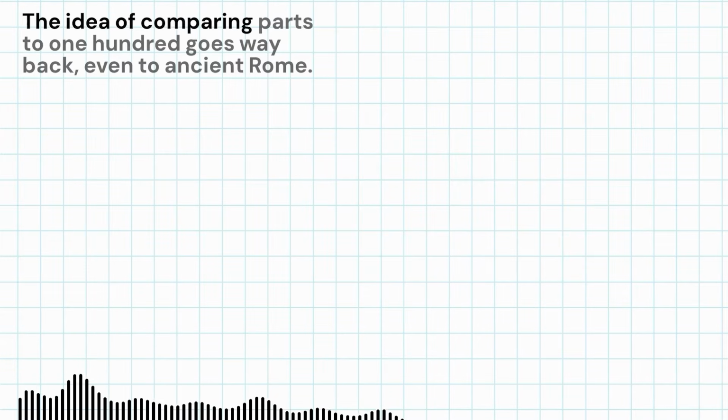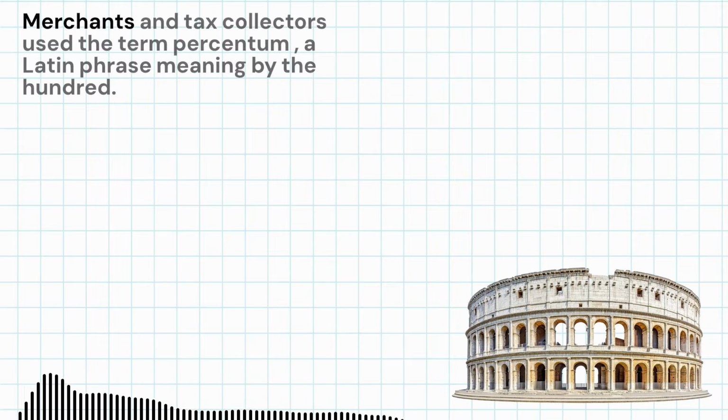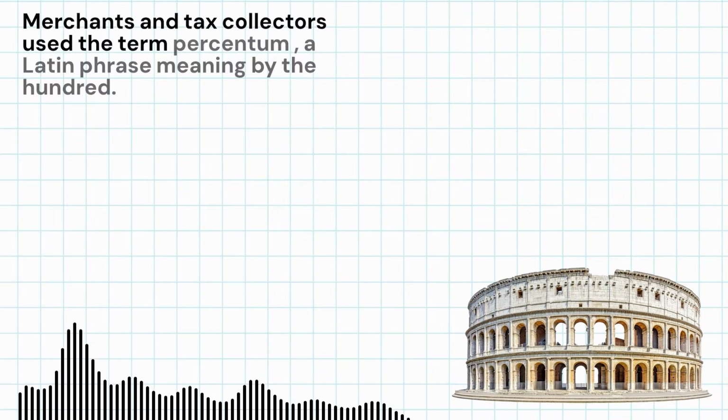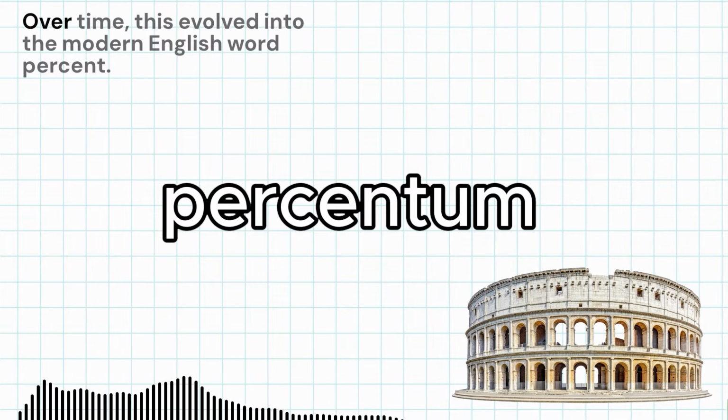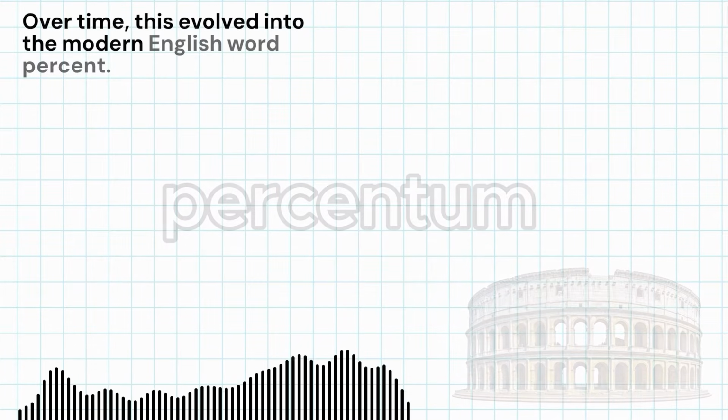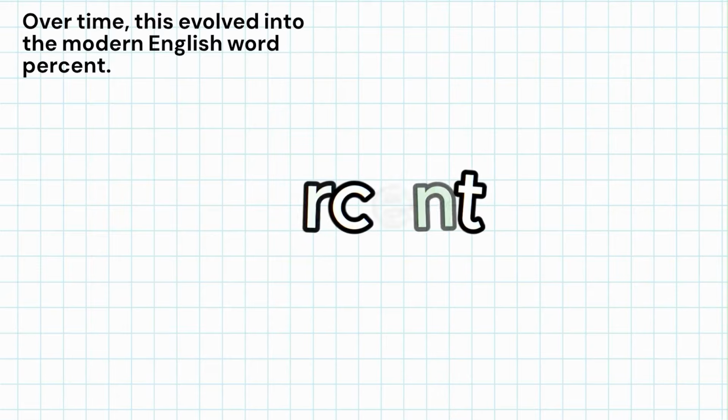The idea of comparing parts to 100 goes way back, even to ancient Rome. Merchants and tax collectors used the term percentum, a Latin phrase meaning by the hundred. Over time, this evolved into the modern English word percent.